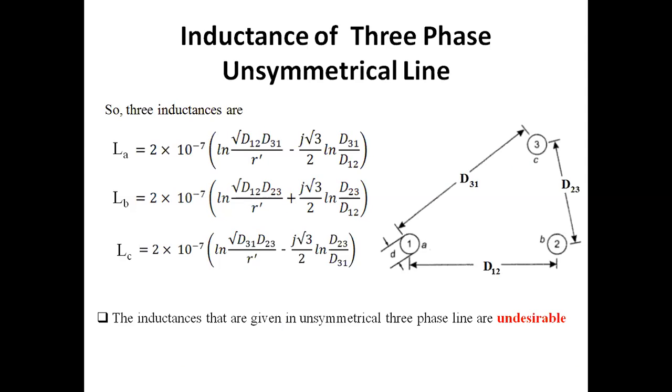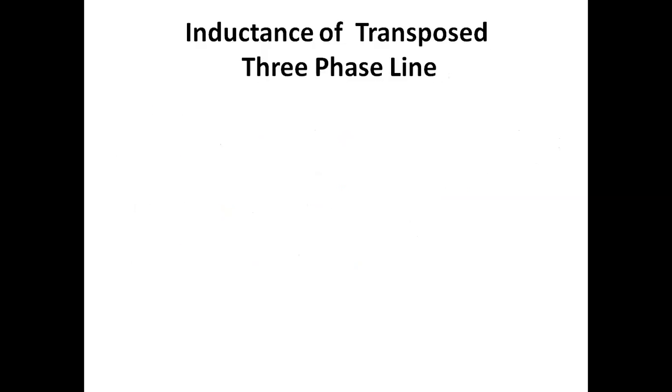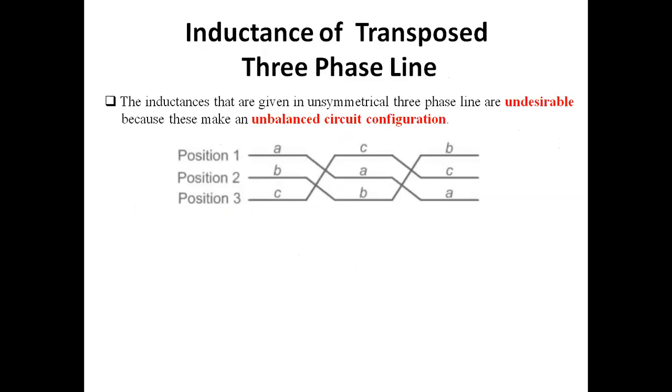An unsymmetrical line is undesirable because it makes the system unbalanced. To keep the system in the balanced condition, what we do is use a transposed three-phase line. In the case of a transposed three-phase line, as shown in the figure, you can see three positions.